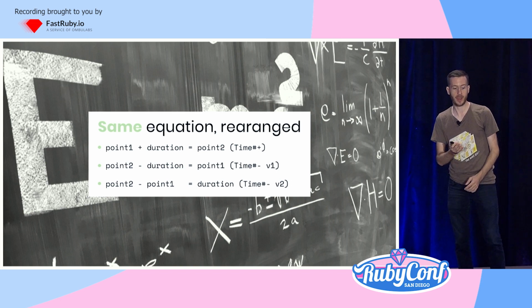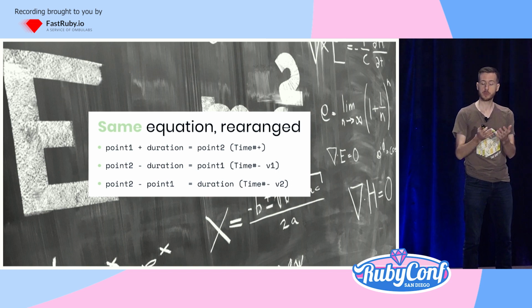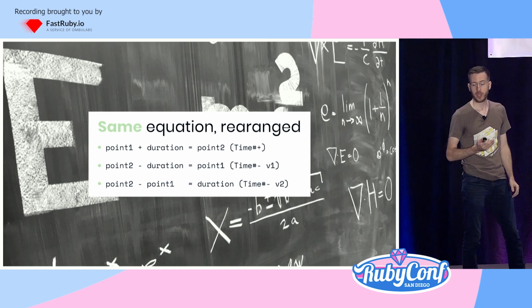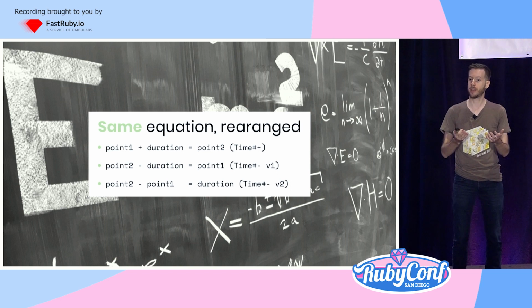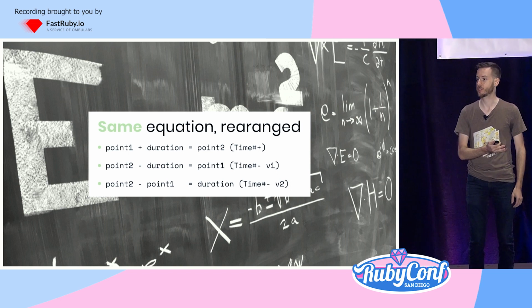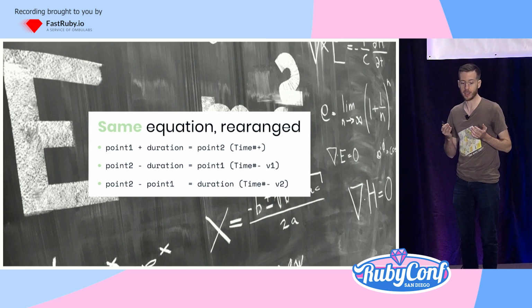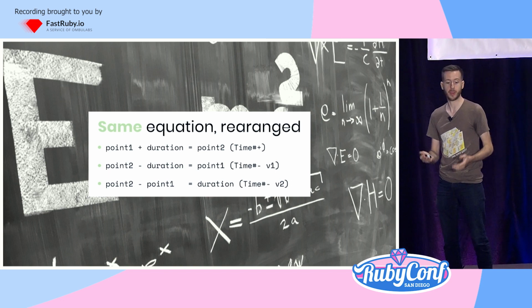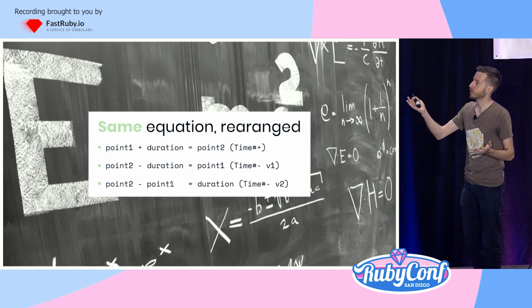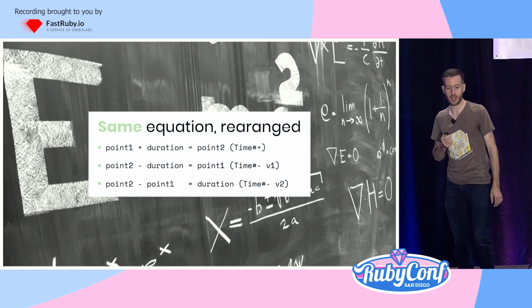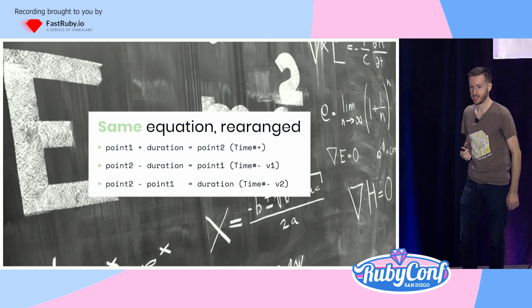And what you can see here is that because it's the same operation that's rearranged three times, just by rearranging this equation, we can see the two different ways that subtraction works and the one way that addition works. I didn't need to look at the docs for time. This equation shows it all for me. It also shows that you can subtract one point from another, but that you can't add two points together. Now, this is not the only set of math operations you can do on a point in time, but these are the two that I wanted to dig into for this talk.